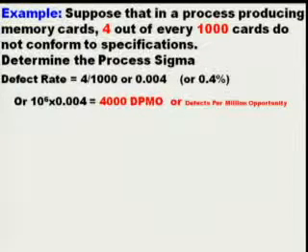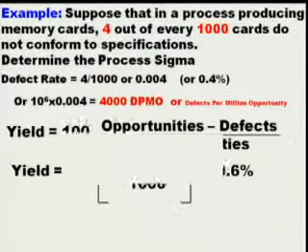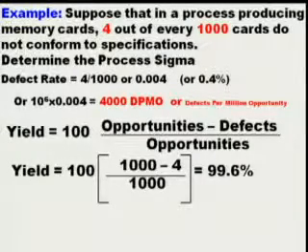But if you go per million now, and multiply that 0.004 times a million, now we're talking about 4,000 DPMO. That's 4,000 defects per million opportunities. Now that's huge. And if we calculate the yield corresponding to that, we have 1,000 opportunities. That's the 1,000 cards, minus 4 that are out, divided by 1,000, and that gives us the yield of 99.6%.